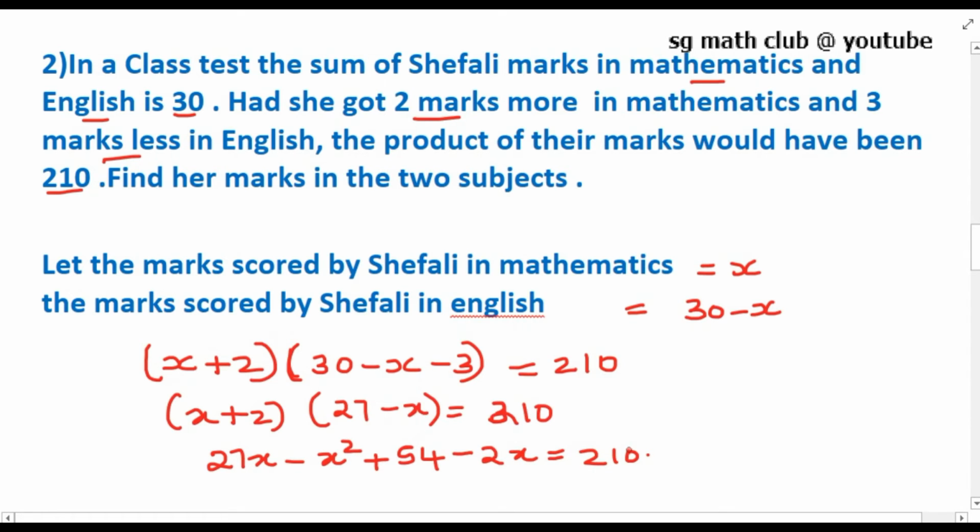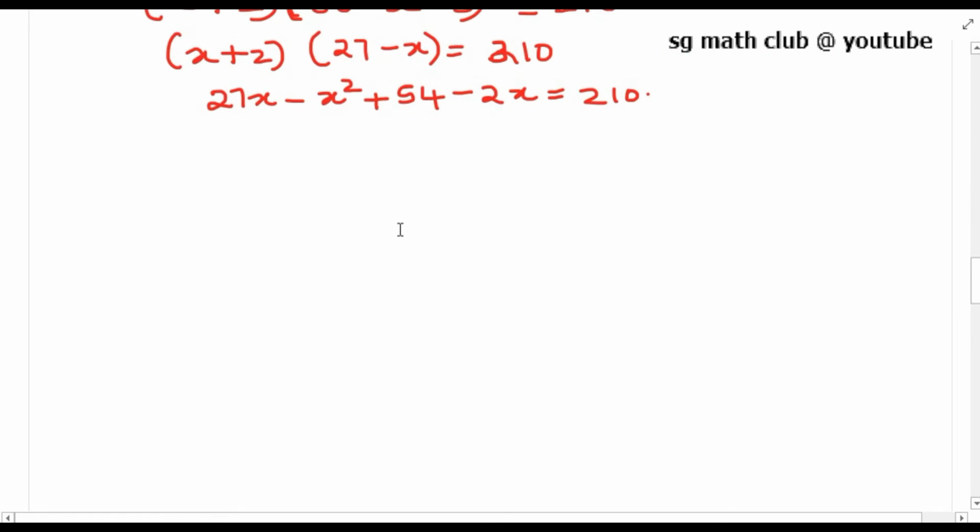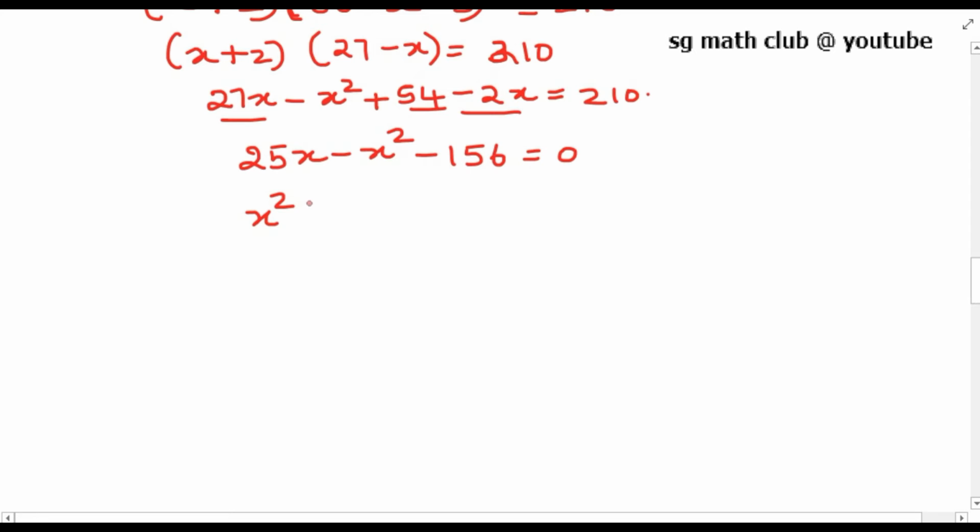We need to simplify this. So when you simplify, 27x minus 2x is 25x, minus x square, plus 54 minus 210 is minus 156, equal to 0. We can write in standard form. Take everything to the other side. So it is x square minus 25x plus 156 equal to 0.